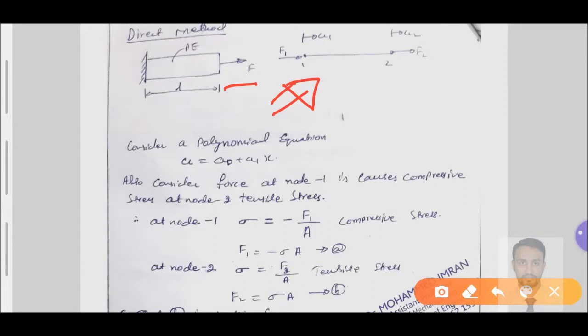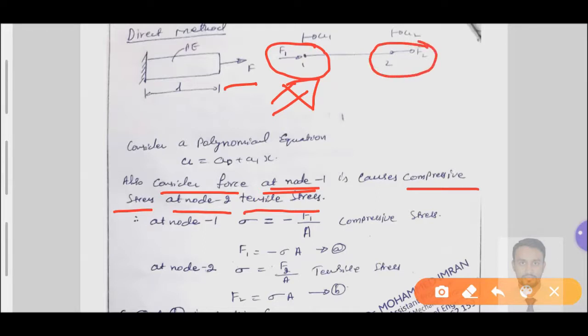U is equal to A0 plus A1x. Now, consider the forces at nodes 1 and 2 with respect to the stress. At node 1, the stress is caused as a compressive stress, and at node 2, it is considered as a tensile stress. Stress at node 1 is a compressive stress. Stress at node 2 is a tensile stress.